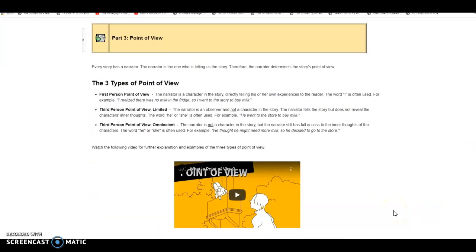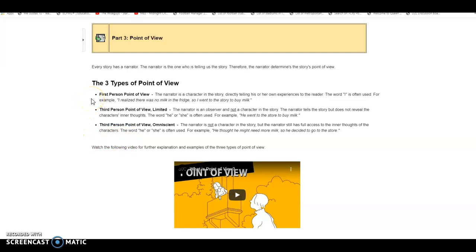Part 3, we have point of view. And so every story has what we call a narrator. And narrators tell the story. So it's important to know who's telling the story because that impacts how the story is told. And what you'll see is that we're going to go through 3 types of point of view.